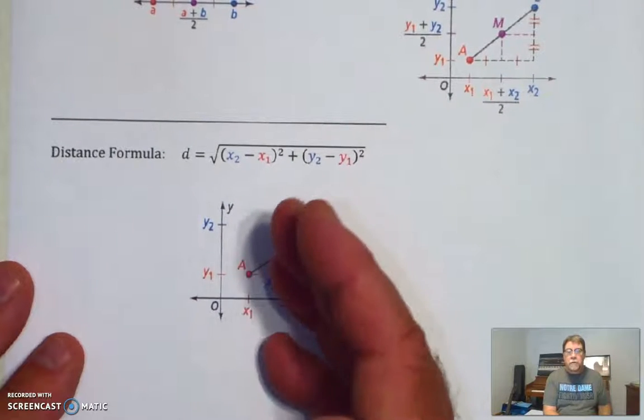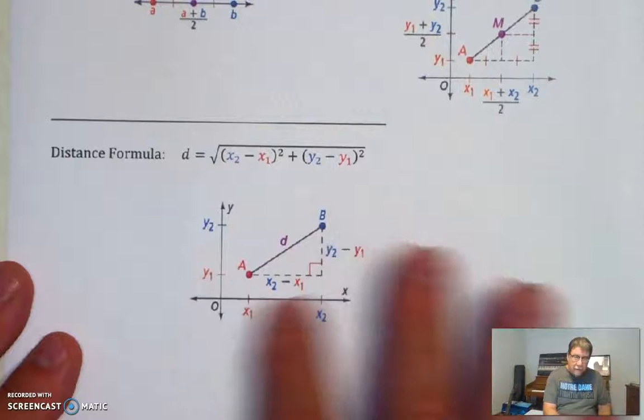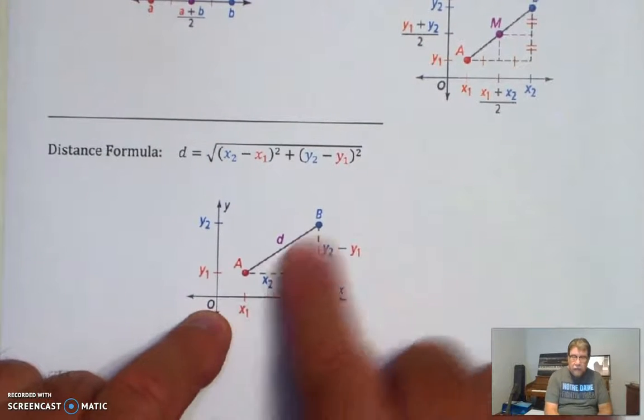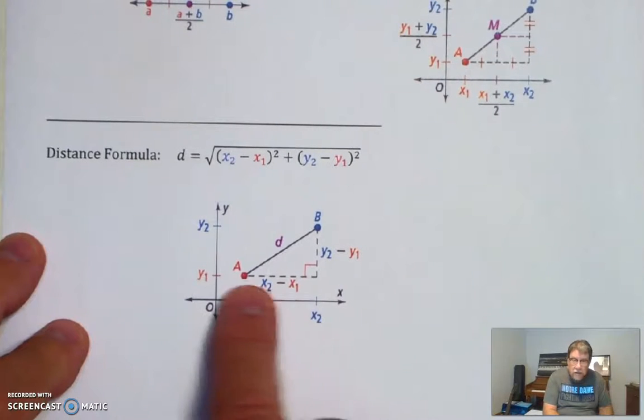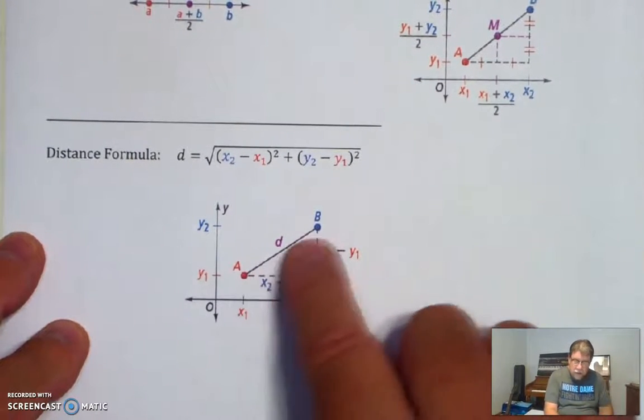You know the Pythagorean theorem is a squared plus b squared equals c squared. And that's kind of what we're doing here. We want to find the distance from A to B. That's sort of like here's a triangle. We've sort of created a right triangle. And we're basically going to take this distance squared plus this distance squared equals d squared.